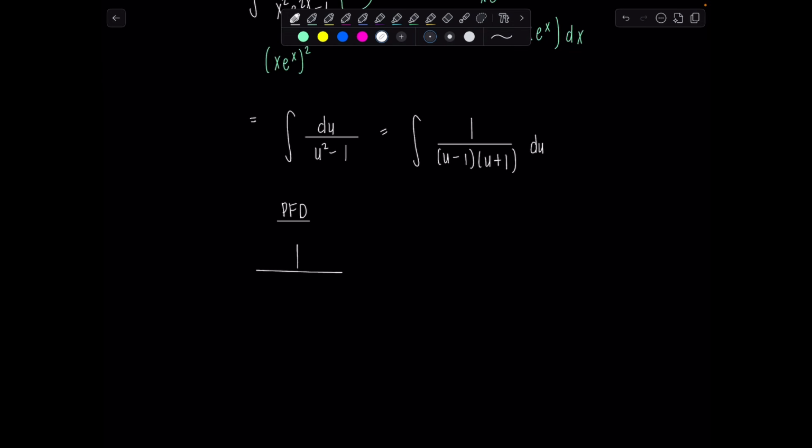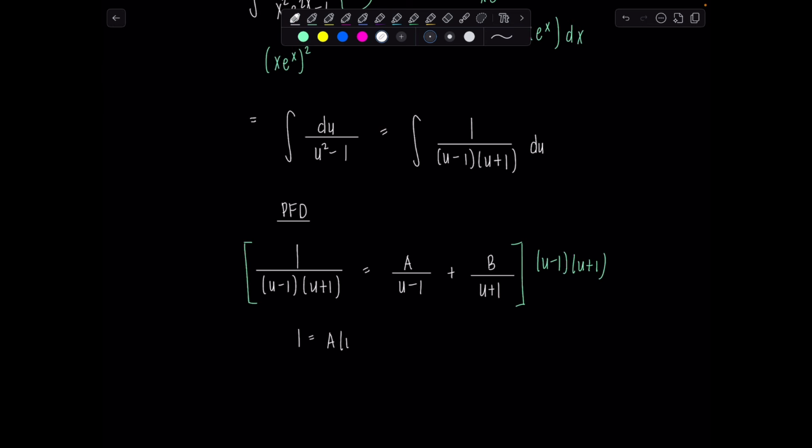So we have 1 over u minus 1, u plus 1. Those are both linear factors, not repeated. So we have A over u minus 1 plus B over u plus 1. Then multiply everything through by u minus 1, u plus 1, clear out the denominators, and we'll have 1 equals A times u plus 1 plus B times u minus 1.